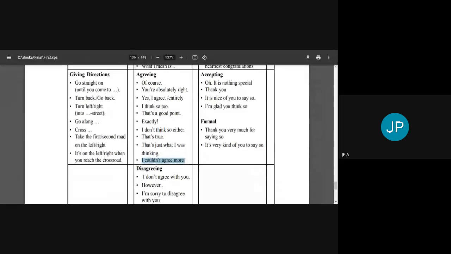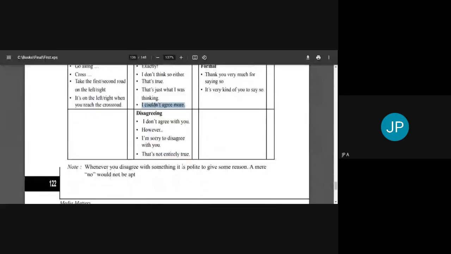I couldn't agree more does not mean negative usage, it is positive usage. It means I completely agree with you. I couldn't agree more is actually agreeing. When we hear it quickly, sometimes we may think it is disagreeing, but it is not disagreeing. I couldn't agree more means I completely agree with you. It means I cannot agree any more than this. I couldn't agree more means I completely agree with you, not with me, with you. Okay. So that is the meaning of I couldn't agree more.